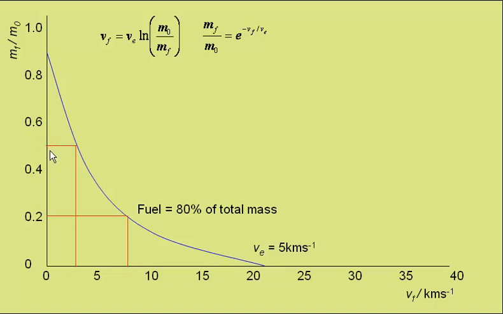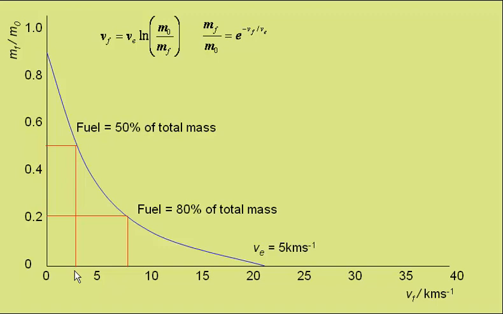Whereas if we have the fuel as being 50% of the total mass, giving the ratio of final to initial masses at 0.5, we can get to just around 3 kilometers per second.